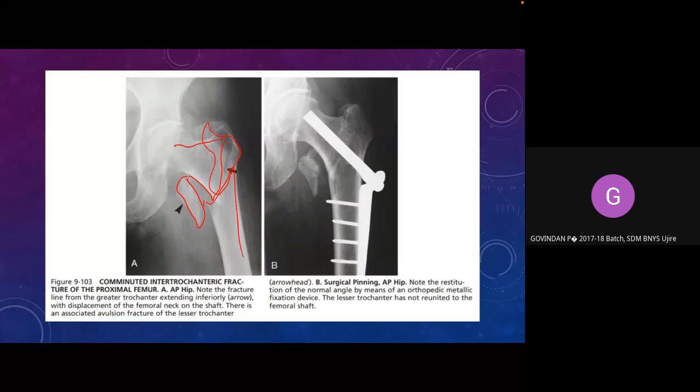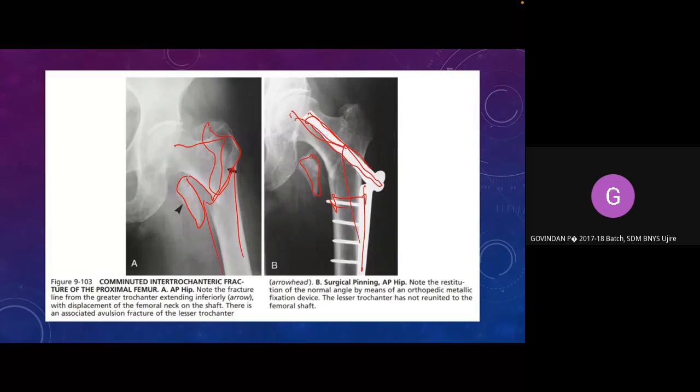In a static hip screw, you have a plate that is giving the pressure, and this screw is put to the head holding the other fragment. Usually the lesser trochanter, you can leave it like that, or you can put a wire to it. Yeah, that is it about it.